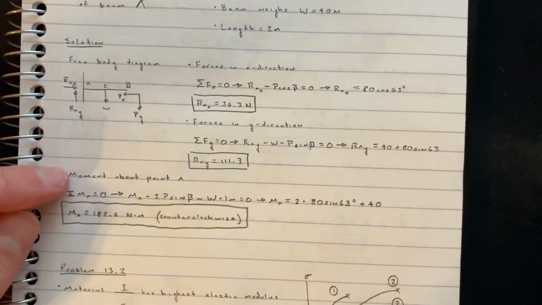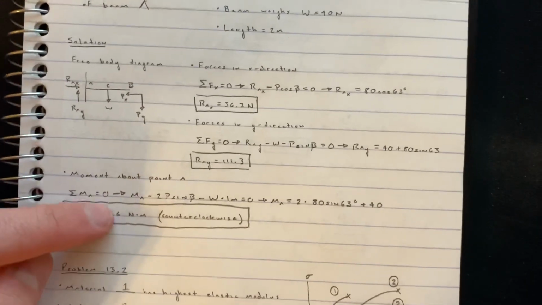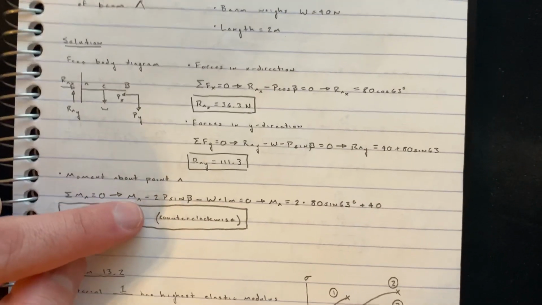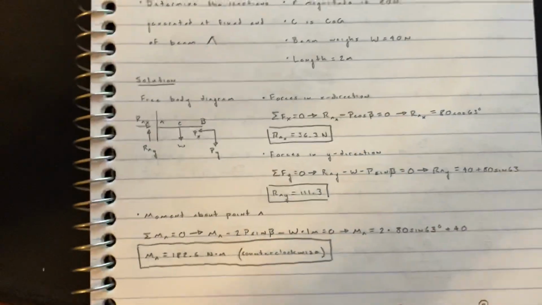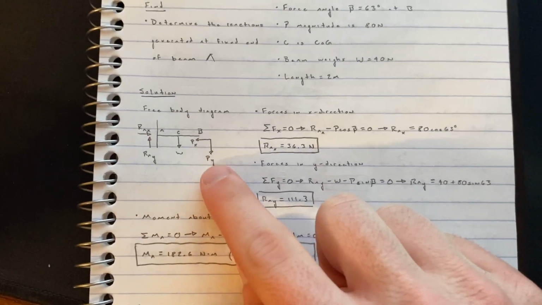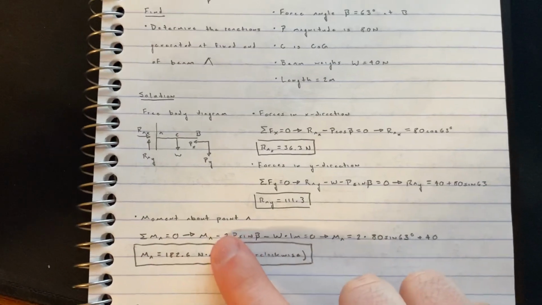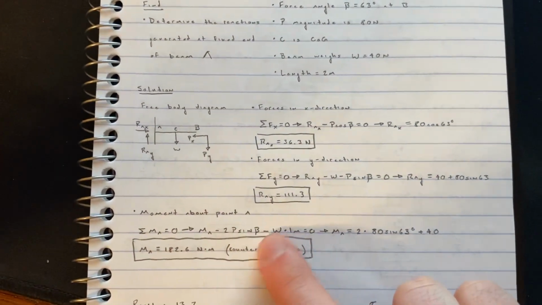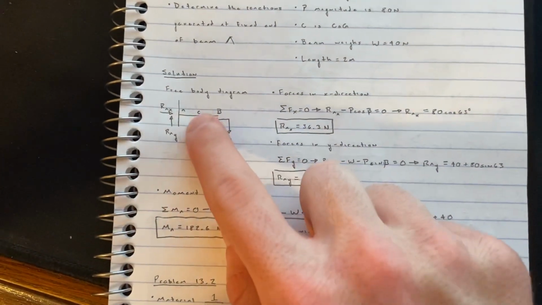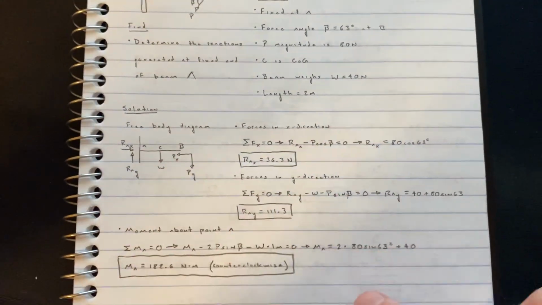And then the last part is to find the moment about point A. So the sum of the moments is 0. We have the moment at A minus 2 times P sine beta, which is going to be our Y value giving that moment force at B, and it's multiplied by 2 for the length of the beam. And then we have minus the weight times 1 meter, because it's 1 meter from the moment at A to the weight at point C.